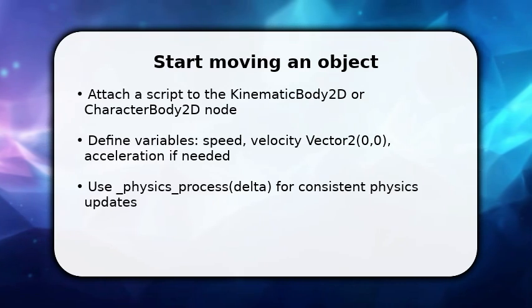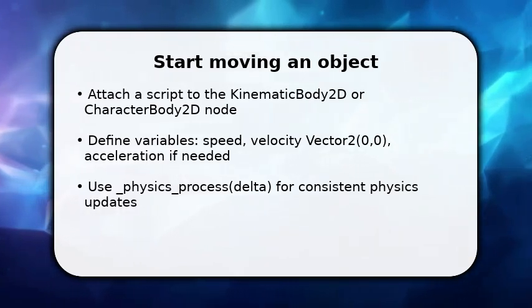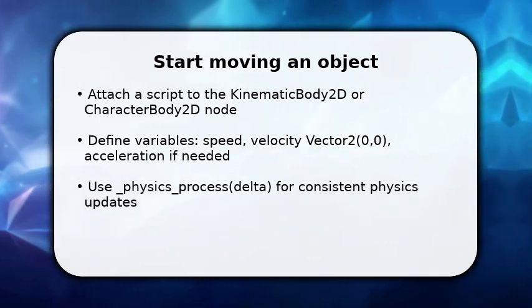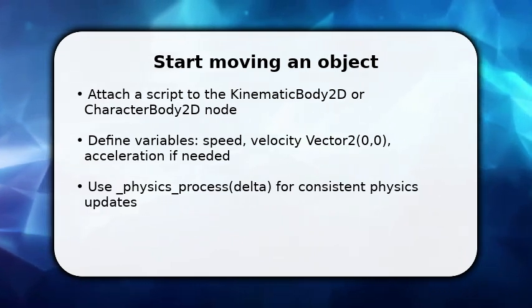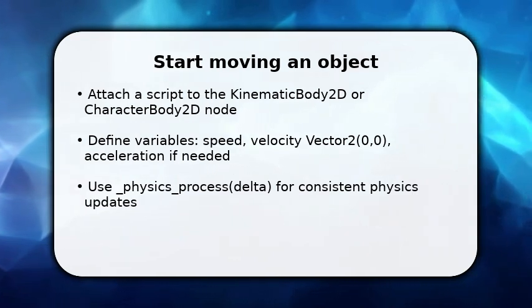You start by attaching a script to the object node and defining movement vars: speed, velocity (Vector2), and optional acceleration. In _physics_process(delta), read input and set velocity.x and velocity.y based on actions. Use Input.is_action_pressed for responsive control.